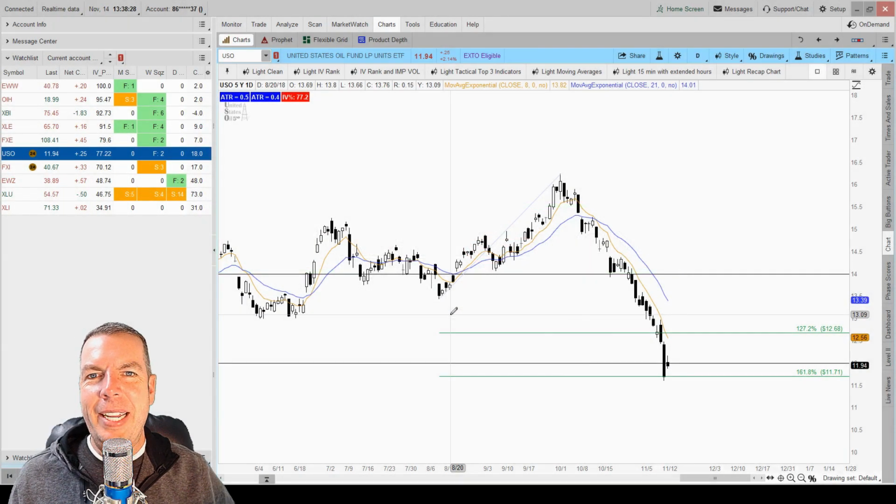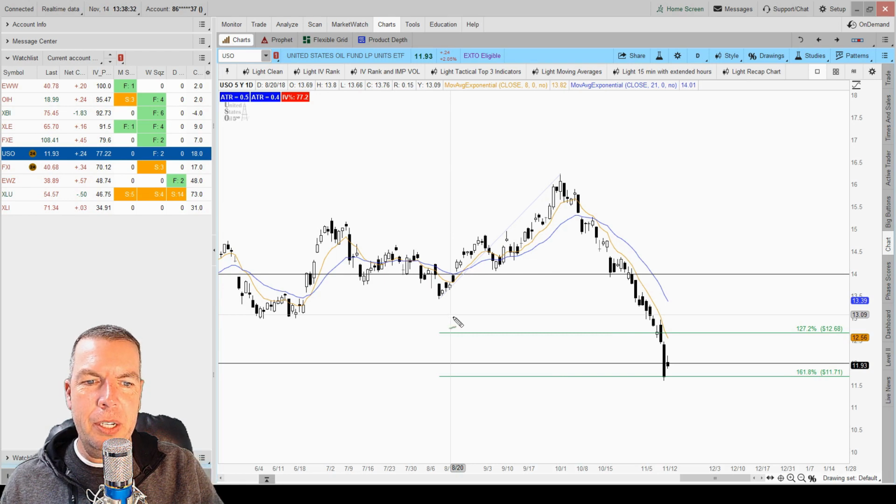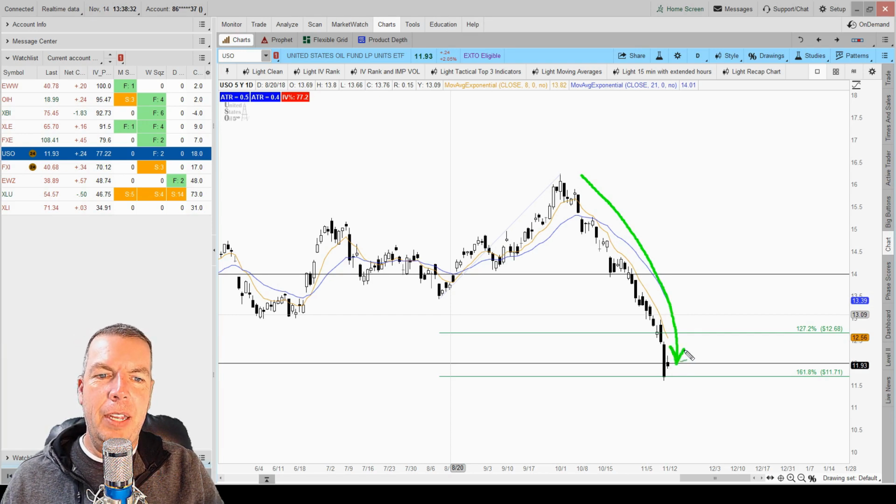All right, guys, we are inside the ThinkorSwim trading platform. We're looking at placing a trade here in USO. Now you can see that USO has had a big move down. Right now we're coming into some support level here based on an extension of a prior move.